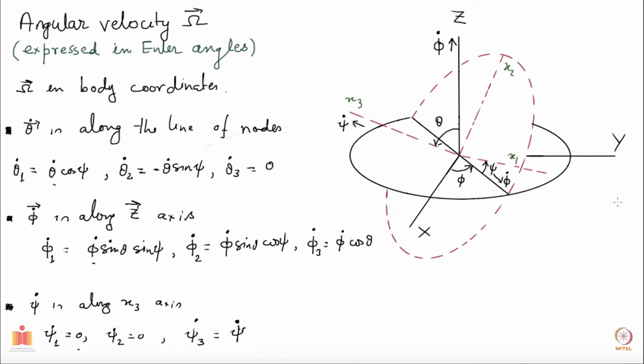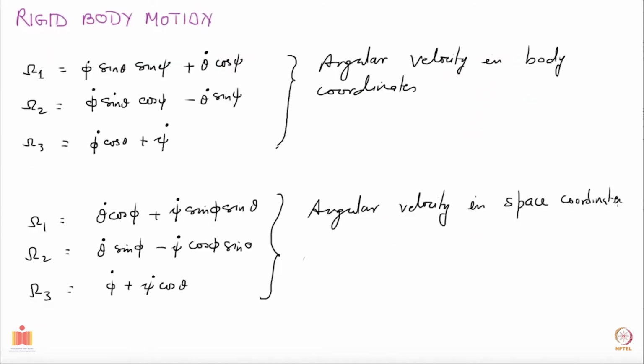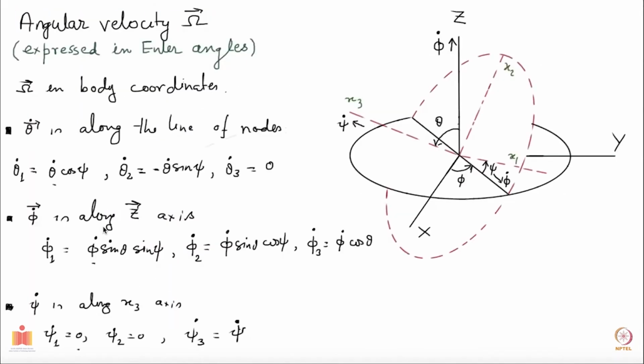Yeah, for example, I'll show you one thing. Look at this one, theta dot cos phi. How does it arise? Of course, because there's a theta dot, it corresponds to the theta dot, and we are projecting it along the first axis. So it will arise from here.